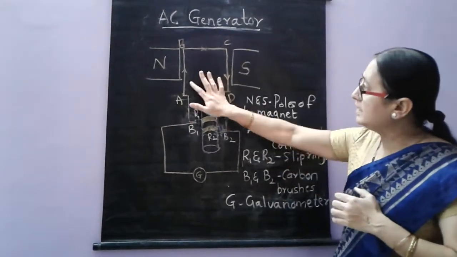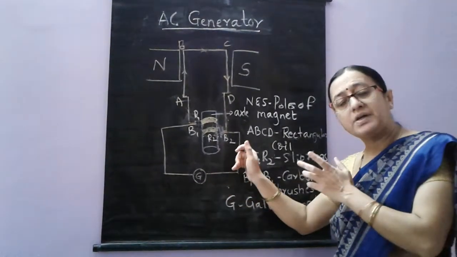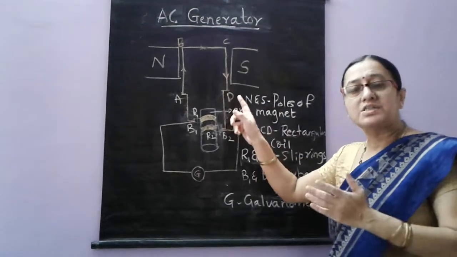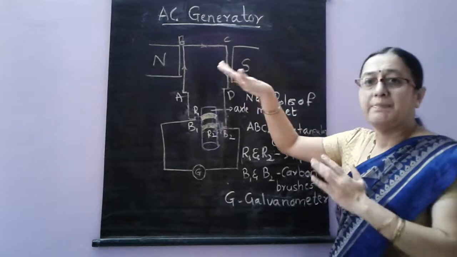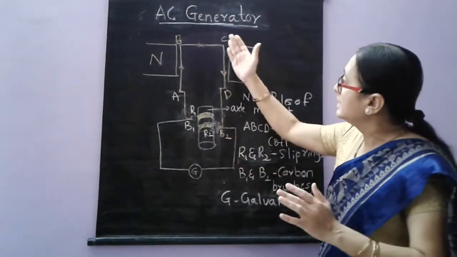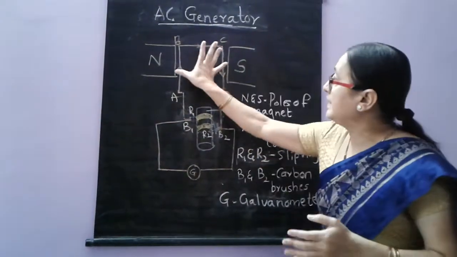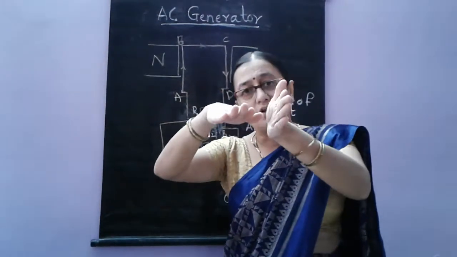So initially the rectangular coil rotates here with the help of the axle. When the axle is rotated in clockwise direction, then the rectangular coil starts rotating. Initially, the magnetic field and the conductor are parallel to each other, so no current flows. But when the axle is rotated, CD moves down and AB comes up. Now, the magnetic field and the conductor are perpendicular to each other.